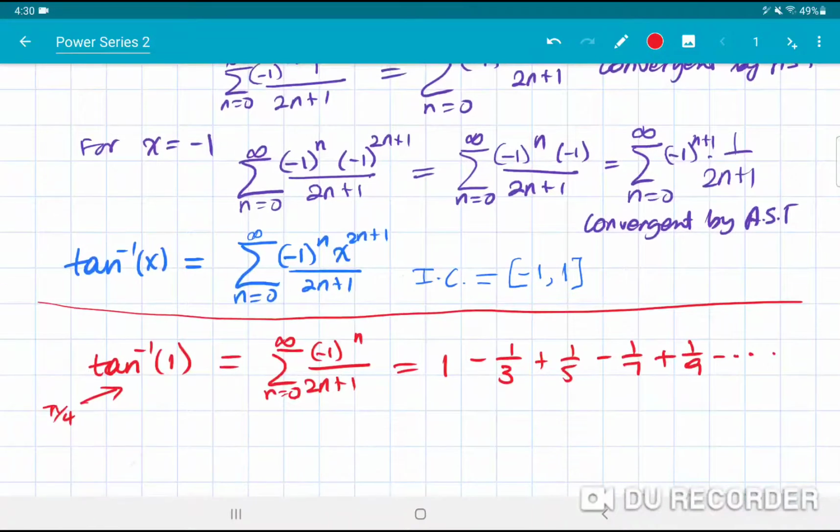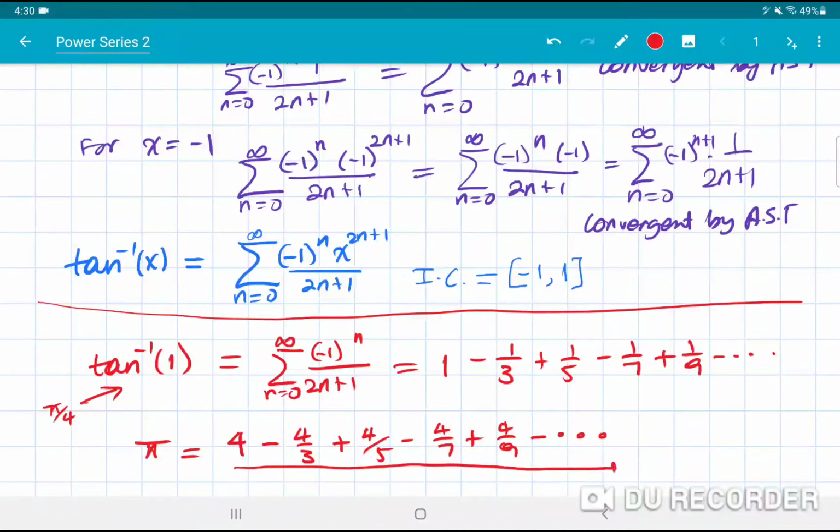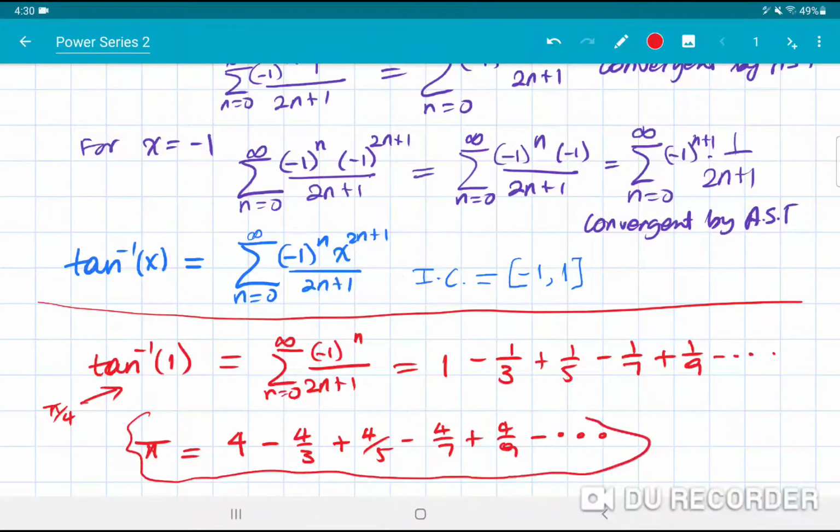So what's pi then? It's 4 times that. So you get 4 minus 4 thirds plus 4 fifths minus 4 sevenths plus 4 ninths. This alternating series converges to pi. So if you want to get an approximate value for pi, add this as far as you can get, and that gives you a good approximation of pi. It's something interesting here.